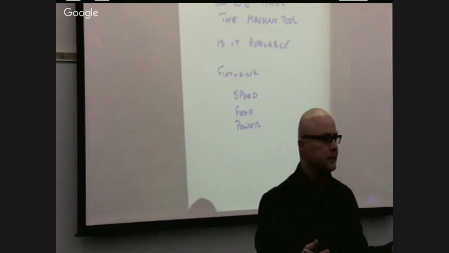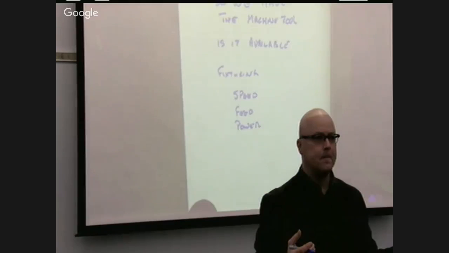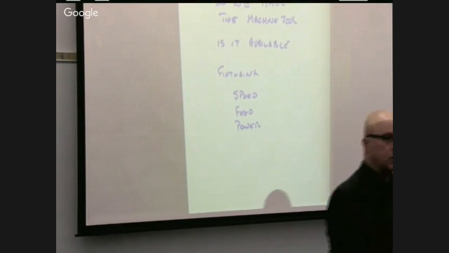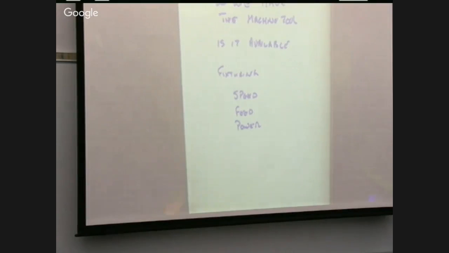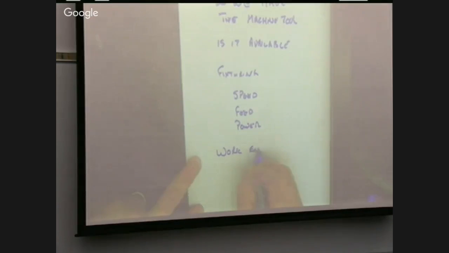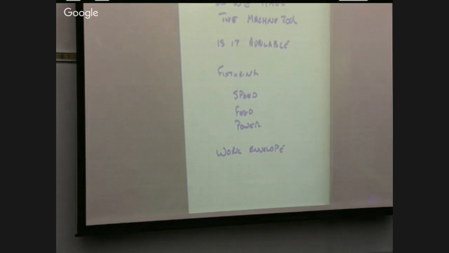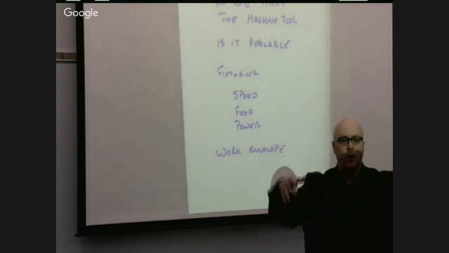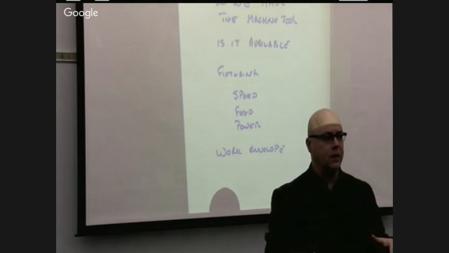What else do we need to consider? Was that pretty much it? Do we have, oh, work envelope, right? That's the thing we left off. And focus. Like magic. So, is the machine available? Is the machine in our facility?